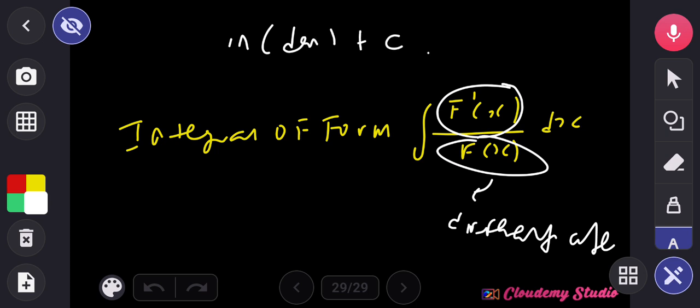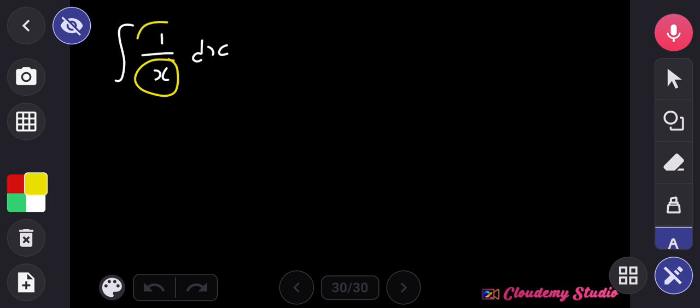What do I mean by this? Look at this particular question. If they say you should integrate 1 over x dx, what is your answer? Your answer is ln x. How is it ln x? What they just did is differentiate x. What will be your answer? Your answer equals 1. Can you see that it is the 1 that is on top, which means your answer is ln of denominator plus c. You understand? So that is how it is.